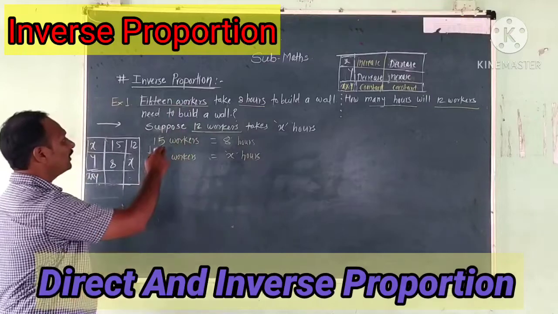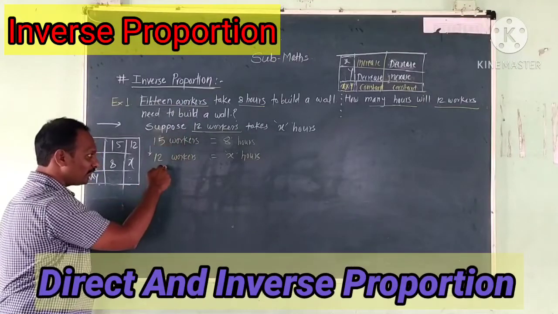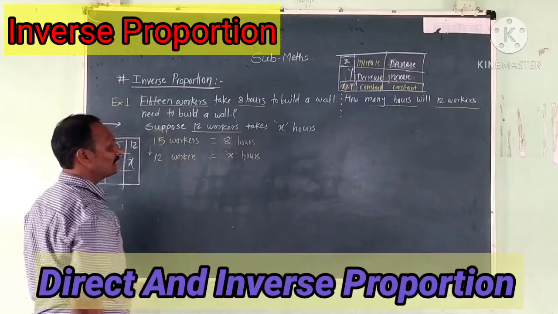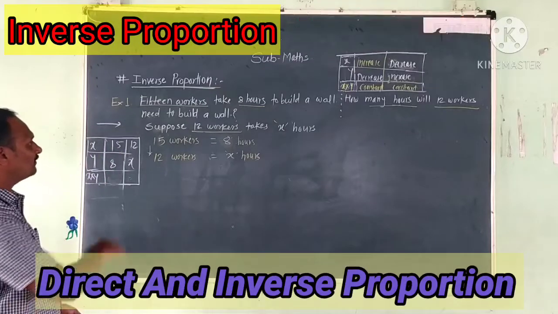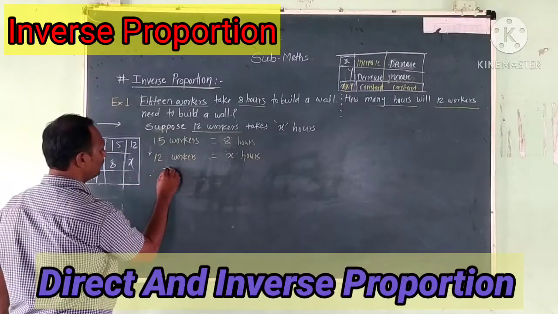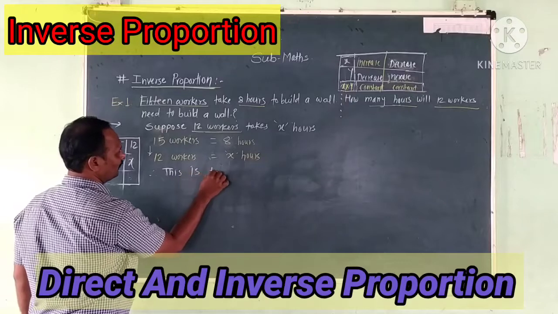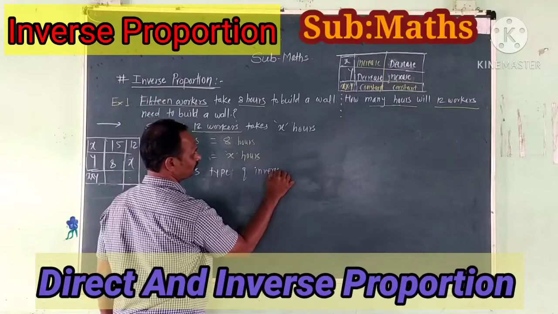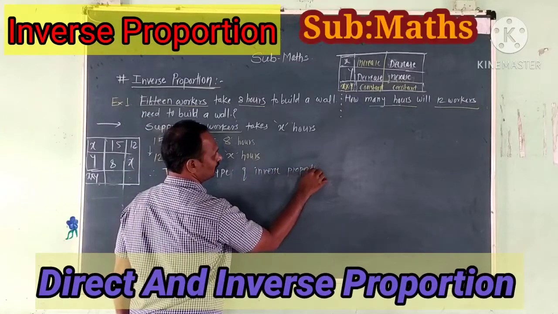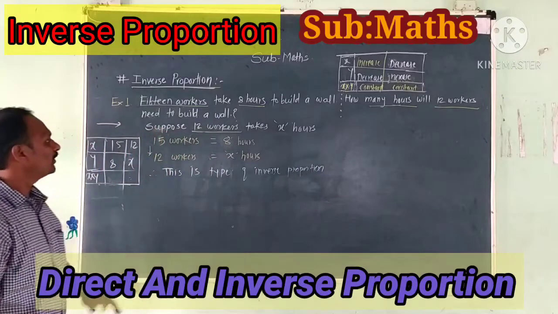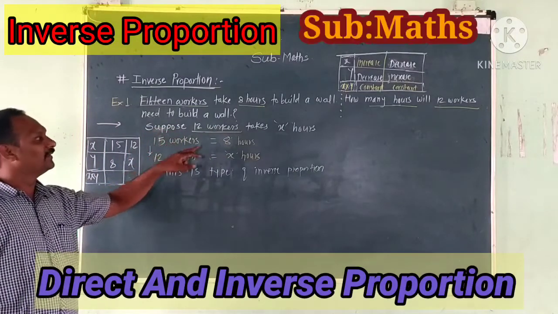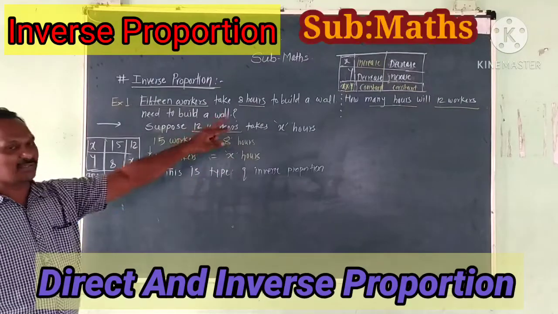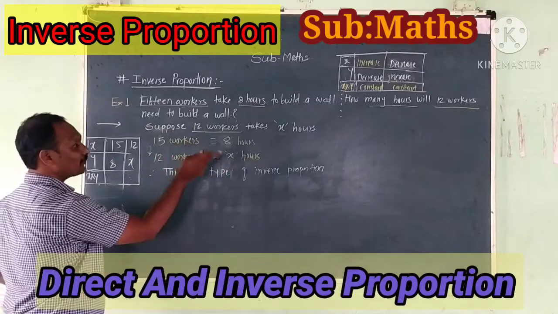Why? Because when one quantity, the workers, decreases, the related other quantity, the hours, increases, and their product remains constant. You see that. Now write that their product remains constant.